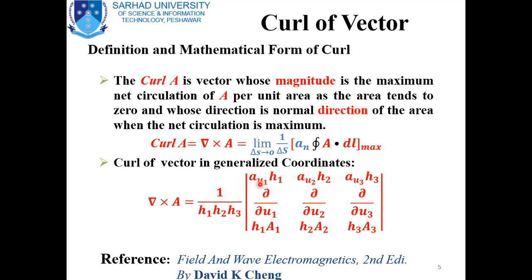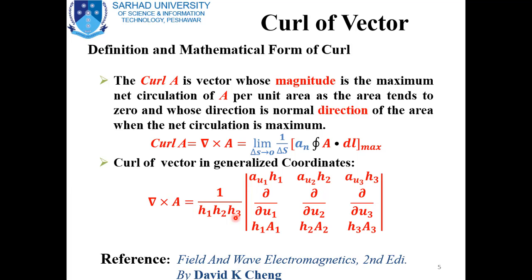So a u1 h1, a u2 h2, a u3 h3, and then the second row is for the differential operator, del by del u1, del by del u2, del by del u3, and then the third row is for the vector whose curl has to be calculated. So our vector is A, whose components are a1, a2, and a3.